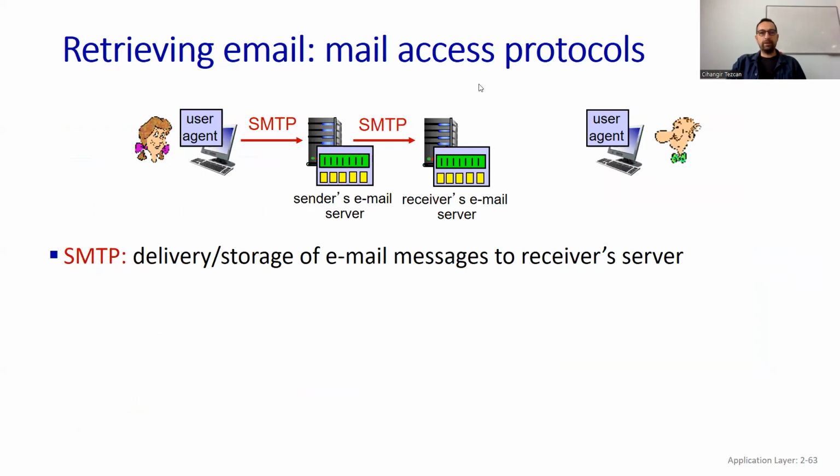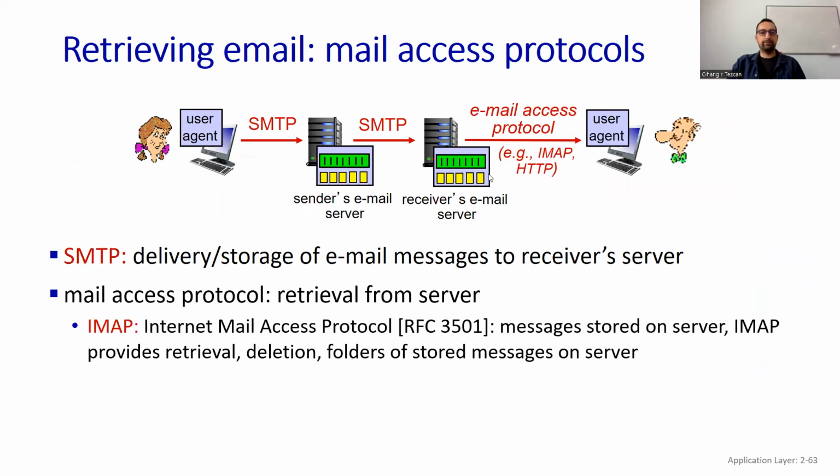So retrieving email is somewhat different than sending, right? Because you are using the SMTP protocol to send this. Now you want to read your email. You don't need to use SMTP because you're not sending anything. Now you need a different method to read it. So one way is, of course, using HTTP. For instance, if you are using Gmail, you are using the HTTP protocol to read your emails. But there are some other methods like IMAP or POP3.